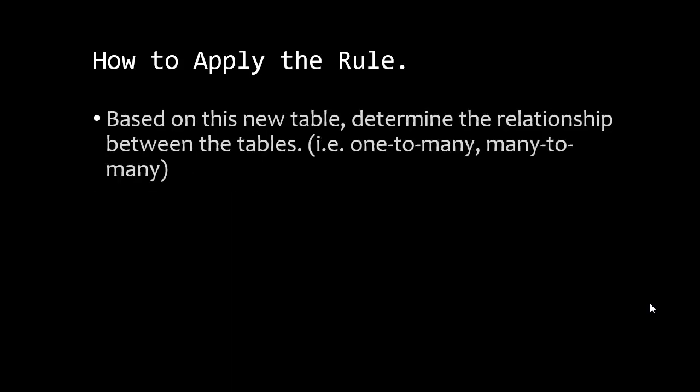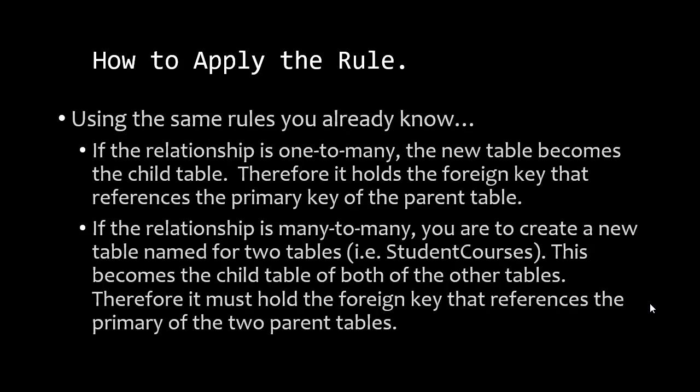Based on this new table, we're going to determine the relationship between the tables, sort of what we have done before, using the same rules you already know. If the relationship is one to many, the new table becomes the child table. Therefore, it holds the foreign key that references the primary key of the parent table.